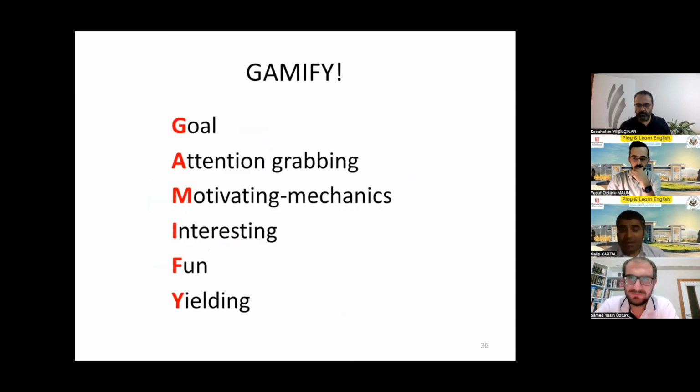Okay, I want to revisit my gamify acronym here one more time. We need to have a goal. Maybe we are gamifying an activity, but we shouldn't forget that we are trying to integrate fun and learning. And it should be attention grabbing. We need to have motivating things, and we need to follow the mechanics. It should be interesting, of course. Then we need to bring fun, and we need to achieve something. We need to teach something, or we need to learn something in the classroom. So maybe you are making use of a role-playing game, and your goal is learning the related words or phrases used while traveling, or maybe you are just gamifying something for driving.